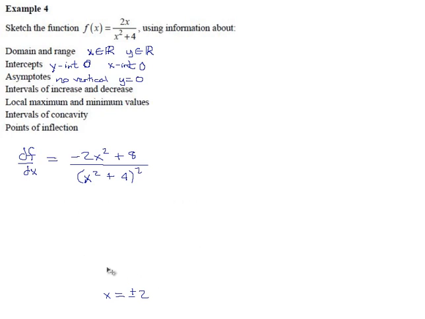Again, I'm going to prune this because I've only got so much screen to work with. So let's see how this thing behaves sign-wise. Here is a number line. We have -2 and +2 as critical values.